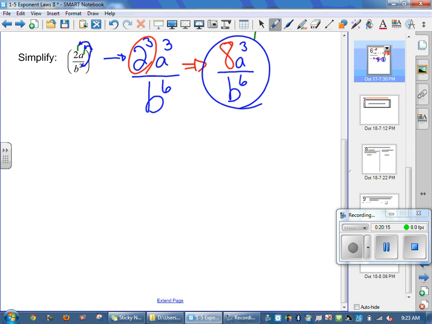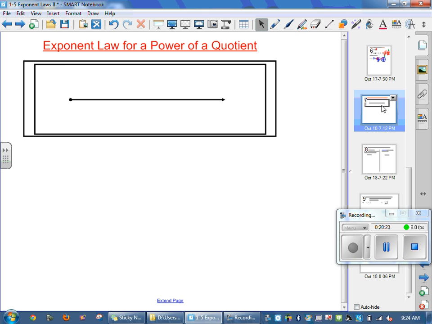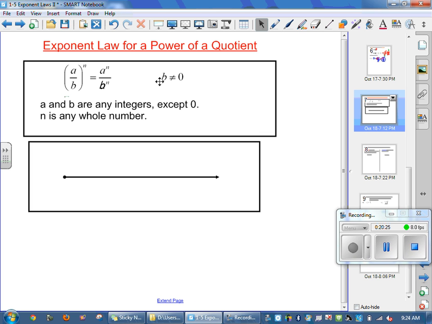We can write down what the law says. The power quotient law says (A over B) in brackets, exponent n, will give us A exponent n divided by B exponent n. And again, A and B can be negative and positive numbers. The letter n, the exponent, is going to be a whole number, of course, but the bottom can never be a zero base. Never have a zero on the bottom.